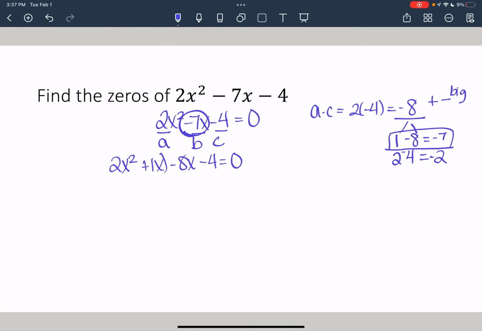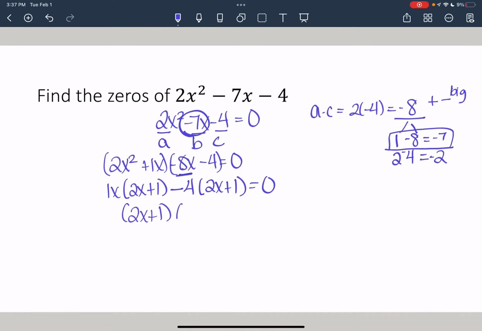So I group my terms together. For 2x squared and 1x, the GCF is 1x, and if I divide that out, that leaves me with 2x plus 1. Here, since the 8 is negative, I'm going to go ahead and factor out that negative. The GCF of 8 and 4 is 4. So I have minus 4, and when I divide that out, I get 2x plus 1. That equals 0. Now when I write this as a product of factors, this is 2x plus 1 times x minus 4 equals 0.